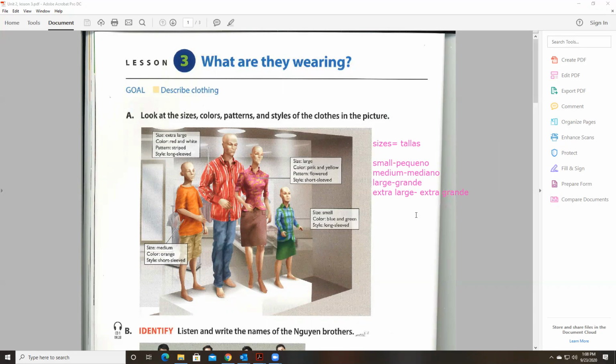Now your colors, it can be any color. It can be brown, blue, black. For this particular one, the color is blue and green. Then we have style. The word style is estilo. In this case, it says long sleeved. Long sleeved is manga larga.